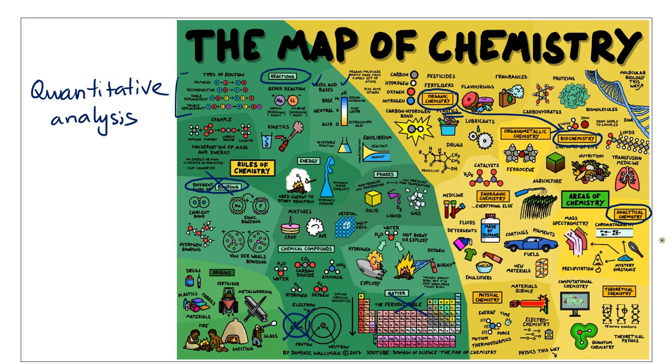But in order to get to this point, to understand analytical techniques, you need to understand how quantitative chemistry works. And essentially, there are two main concepts that unfortunately are not represented in this map that you need to understand. And that's the concept of relative mass.